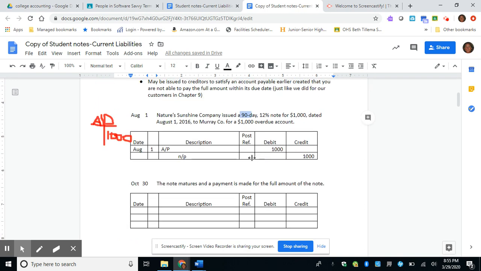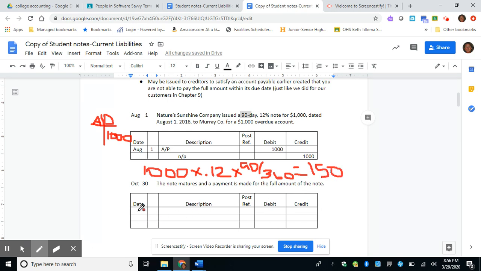So before I pay it, let's figure out how much interest I owe. So it was a $1,000 note. So $1,000, again, sorry about my writing, times 0.12, which is the interest, times 90 over 360, which is a quarter. You multiply this out, and I believe you get $150.